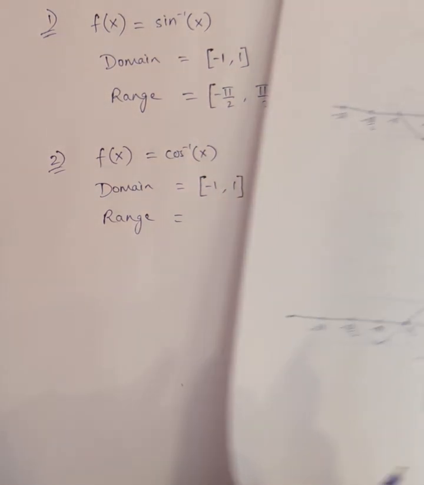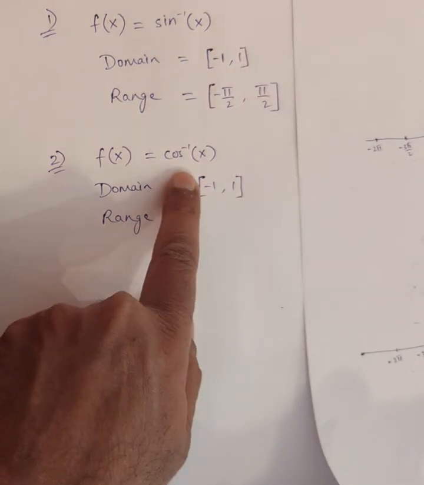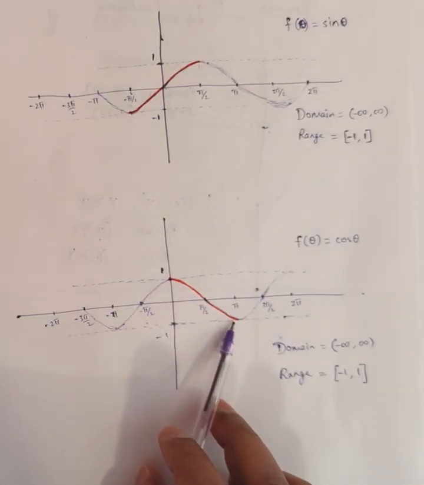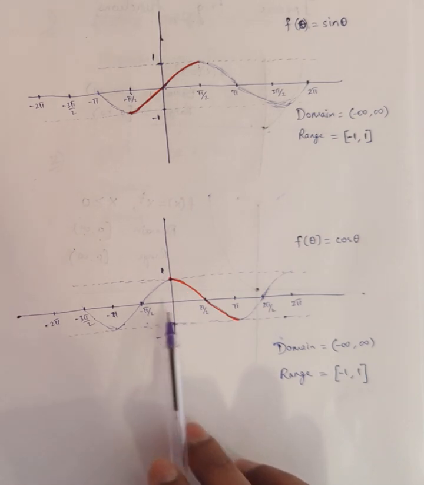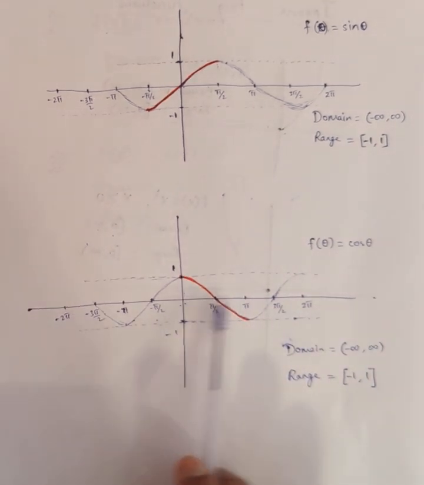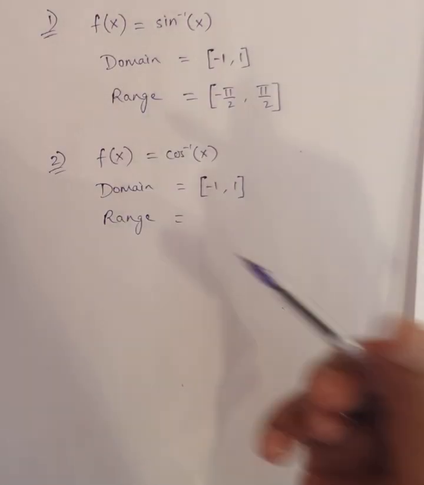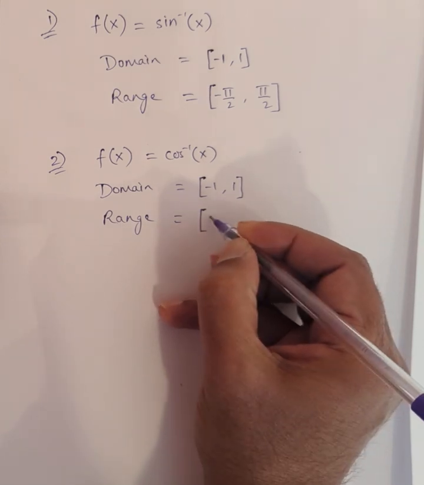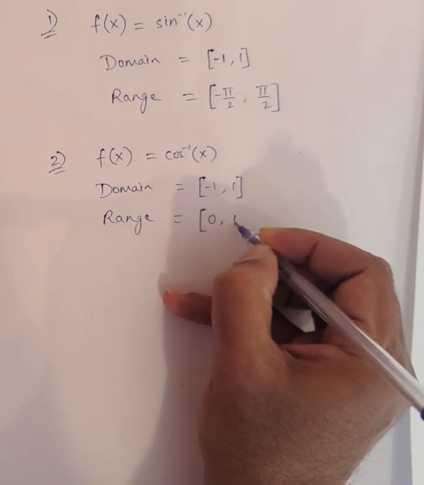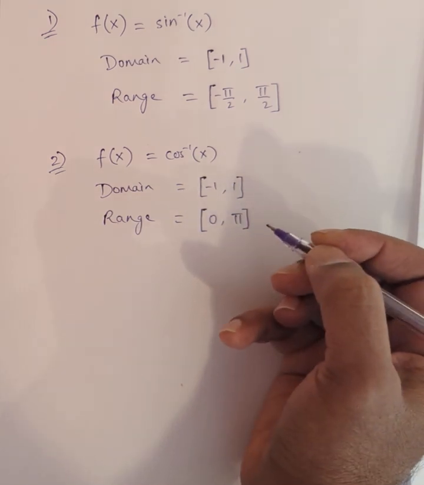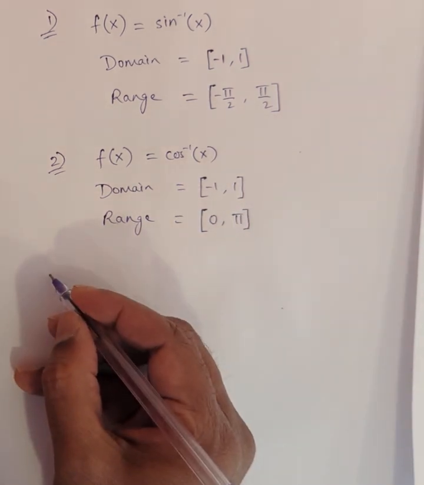Now the range of cosine inverse would be the domain of the restricted cosine function. Here the cosine function varied from 0 to pi, and again it's a closed interval. So that becomes the range for cosine inverse. So 0 to pi, closed interval.